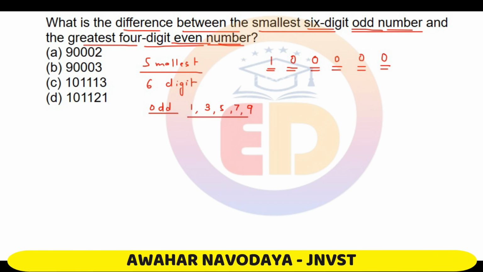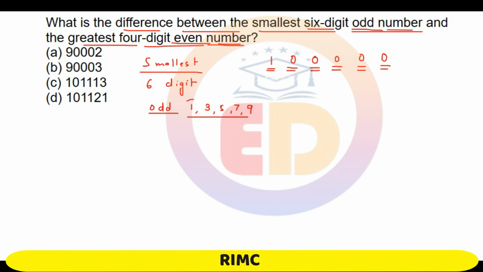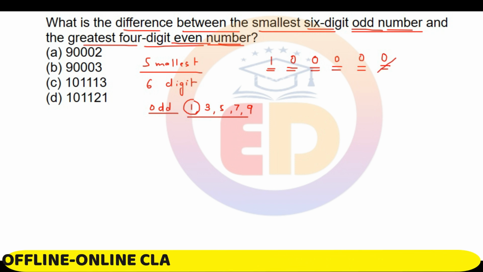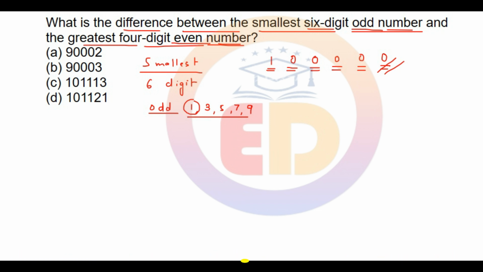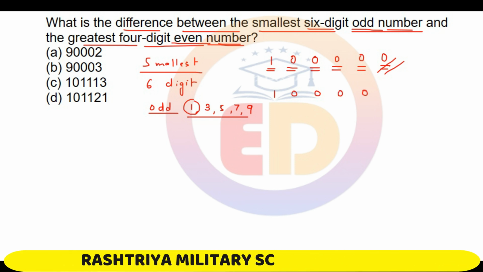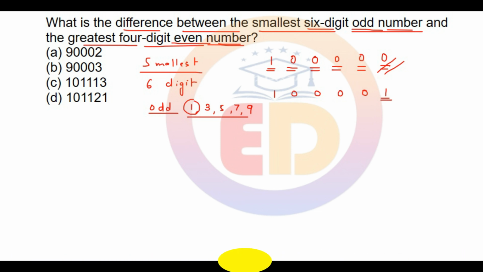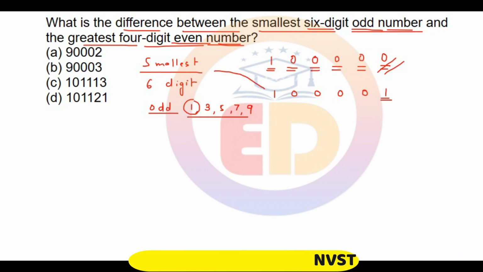And when I want to make the smallest 6-digit odd number, I will take the smallest odd digit among them, which is 1, and I will place it at the end, in the units digit. So my smallest 6-digit odd number will be 1, 0, 0, 0, 0, and 1 will come in the units digit. It will be 1,01,000. This is my smallest 6-digit odd number.